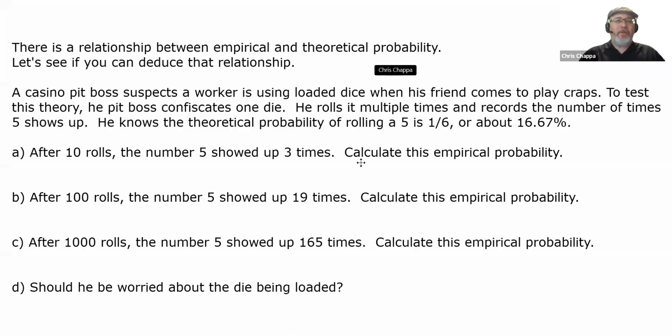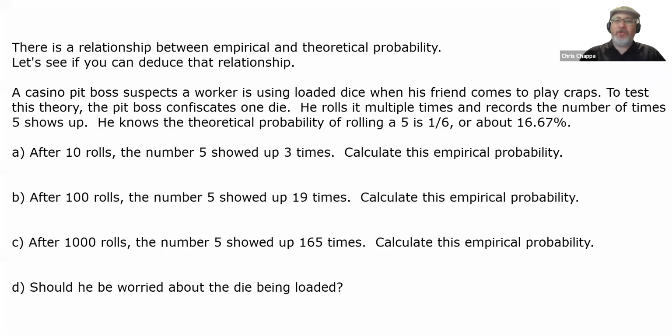A casino pit boss suspects a worker is using loaded dice when his friend comes to play craps. They're working together to cheat the casino. To test this theory, the pit boss confiscates 1 die. He rolls it multiple times and records the number of times 5 shows up. He knows the theoretical probability of rolling a 5 is 1 out of 6, or about 16.67%.